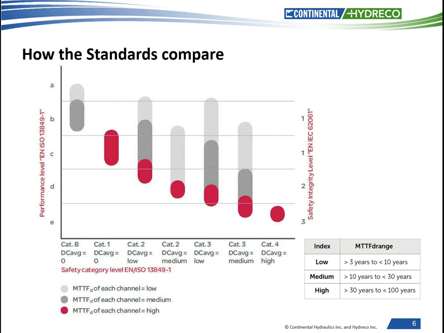Once a category, a PL rating, or a SIL level of protection has been assigned to the process, the safety practitioner has to verify that the individual components, sensors, logic solvers, any type of final elements, valves, are all working together to comply with the constraints of the required assigned level of protection.